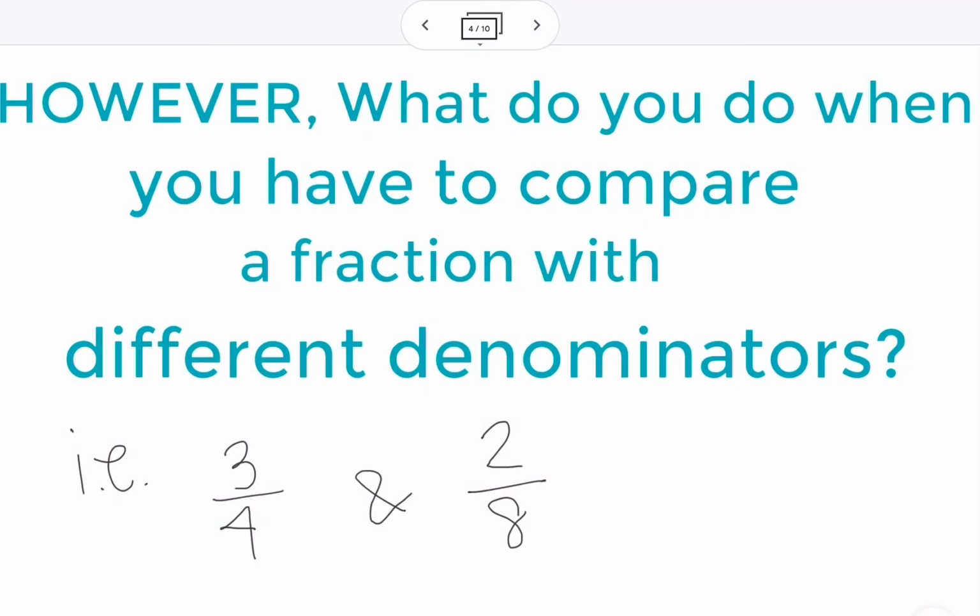However, we will be asked to compare fractions with different denominators. So examples would be, how would we compare 3/4 and 2/8? And there are different strategies to do this, and like we said earlier, today we are going to be working with fraction strips.